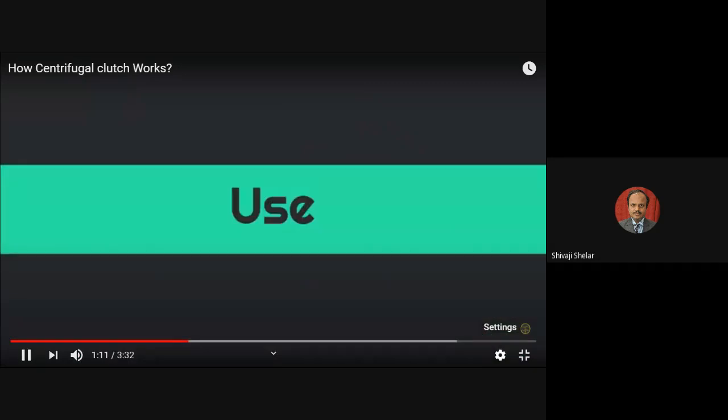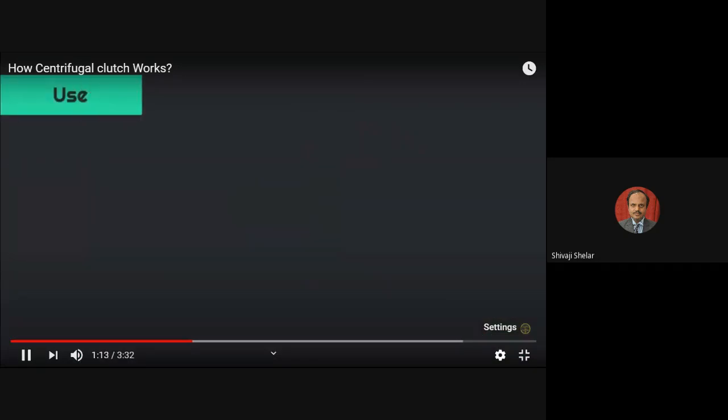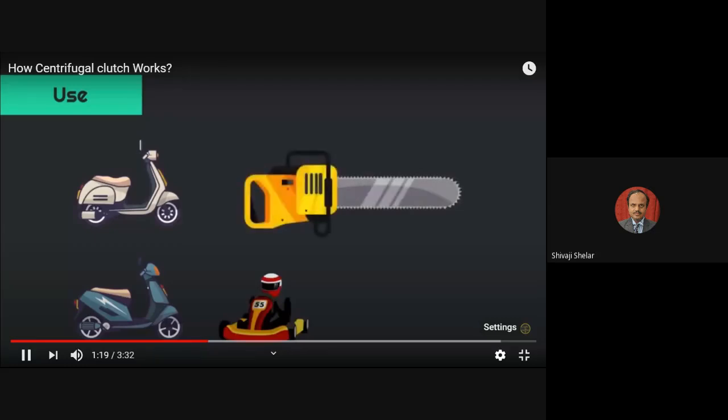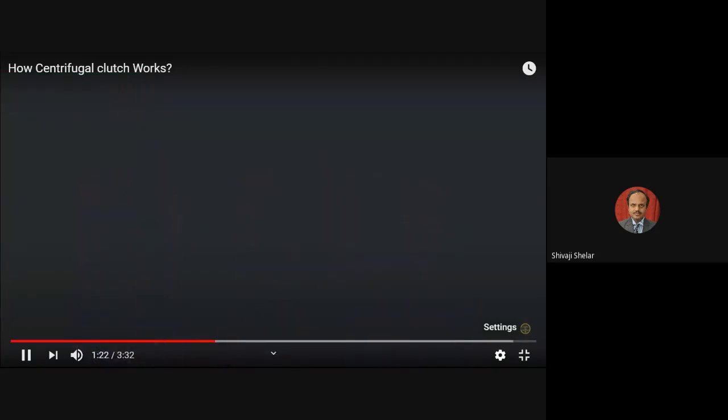Centrifugal clutch is usually equipped in gearless vehicles, which include mopeds and scooters. Other than that, it fits in go-karts, mini bikes, chainsaws and some mini boats.